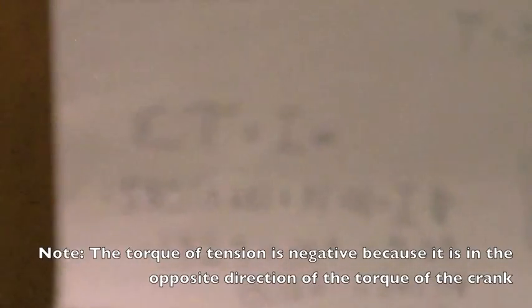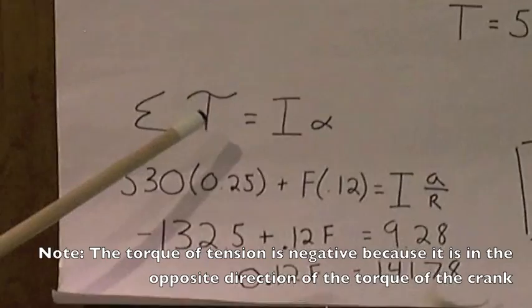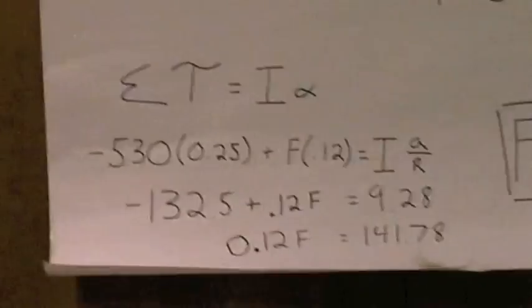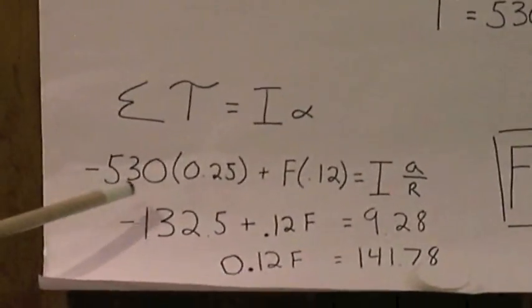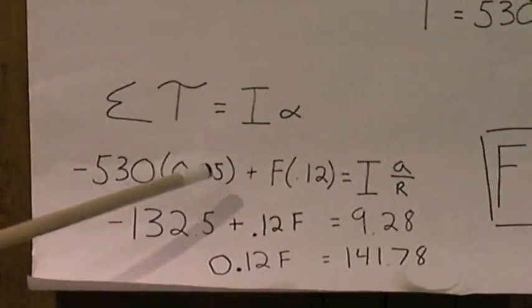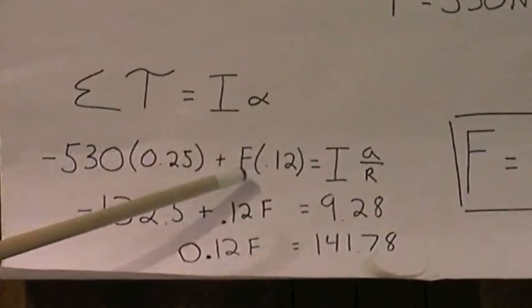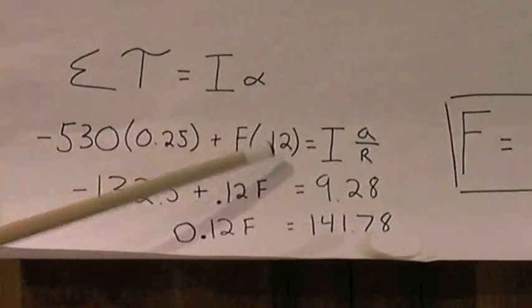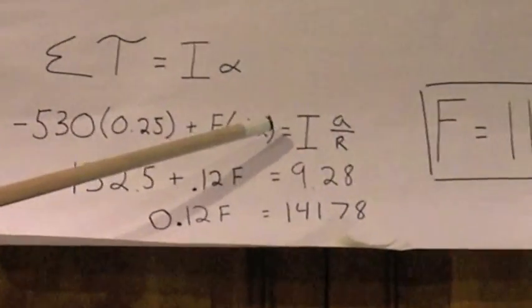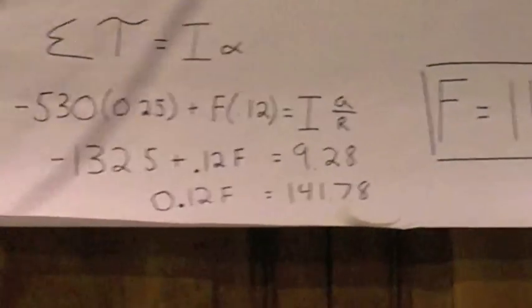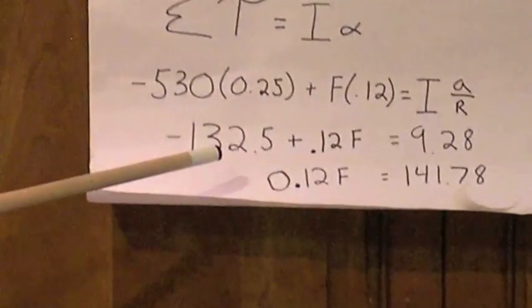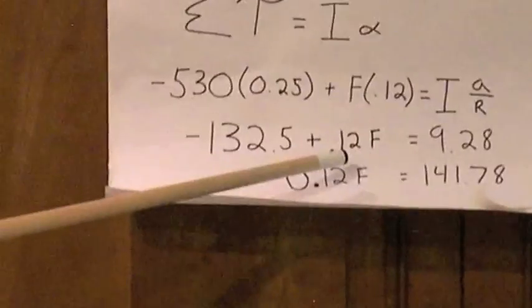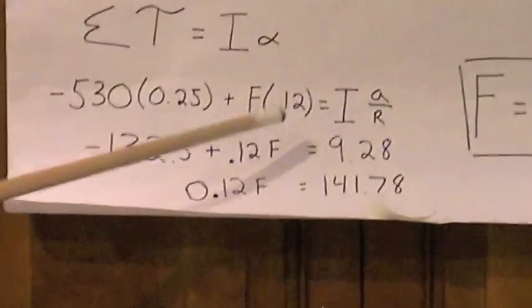For the second part, you look at the sum of the torques, and you set that equal to the moment of inertia times alpha. The two things you look at are the larger circle with the tension, and the force applied to the crank. So the larger circle is negative 530 times the radius of 0.25 meters, plus the force applied to the handle, which has a radius of 0.12 meters. That's going to be equal to the moment of inertia times the acceleration over radius, which simplifies to negative 132.5 plus 0.12 times the force, and that's equal to 9.28.